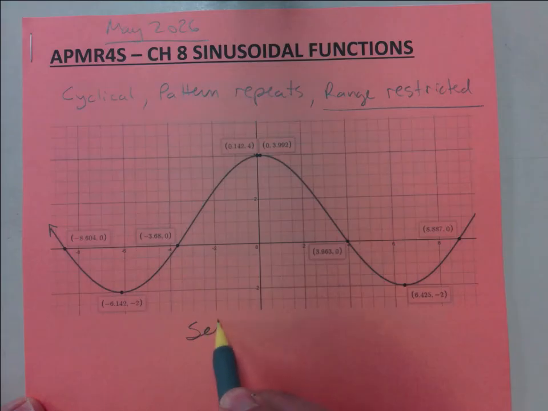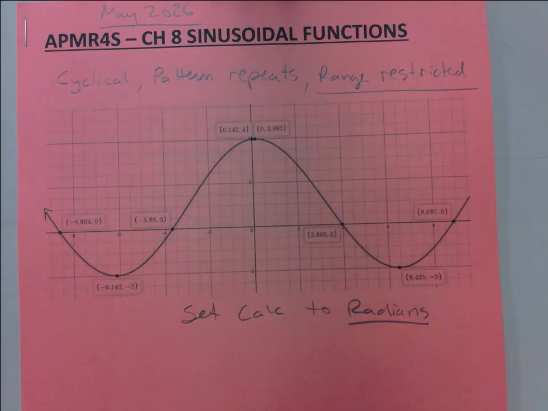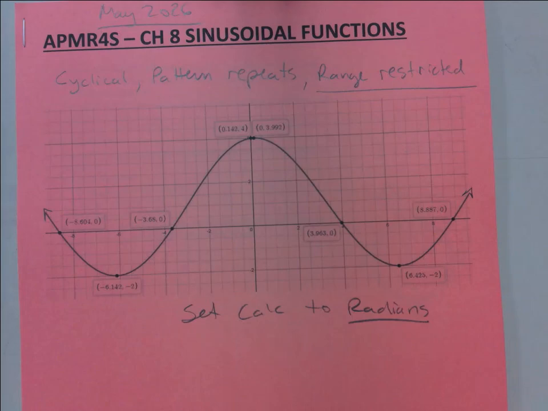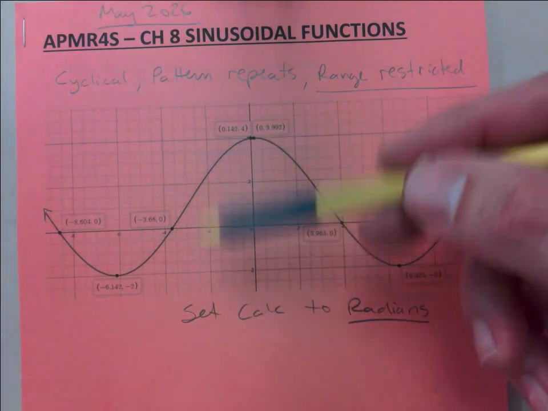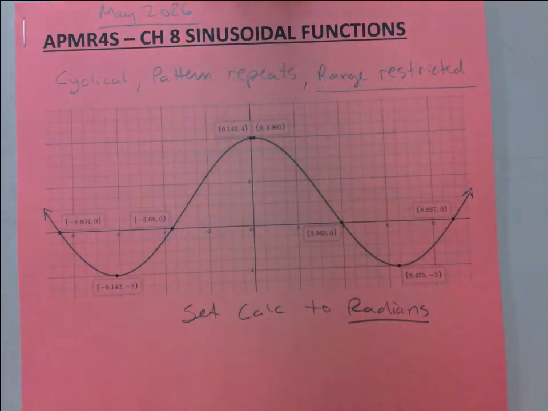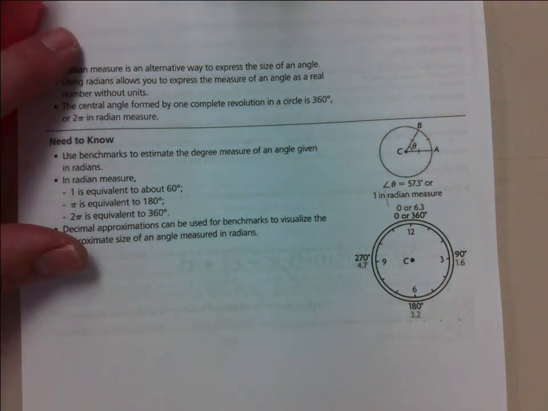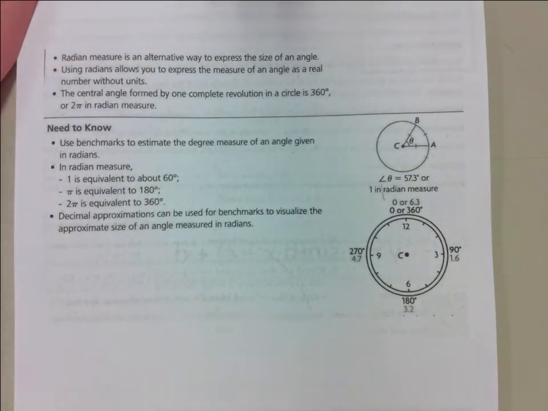So set calculator to radians. We already did that, okay? So that's very important for you to observe that. The domain here would be unrestricted. If it's not a word problem, we would go negative infinity, we would keep seeing this pattern, or positive infinity, okay? So let's dive in. Let's flip the page.